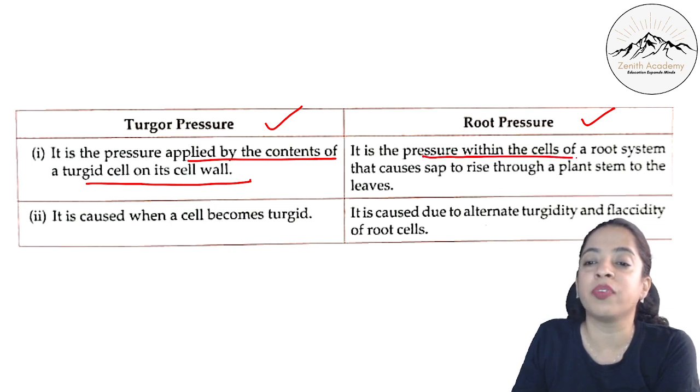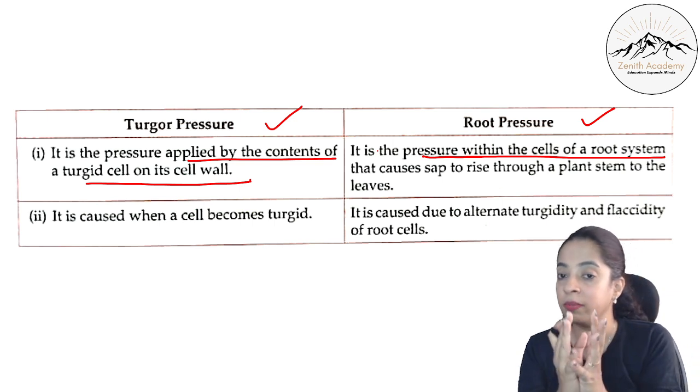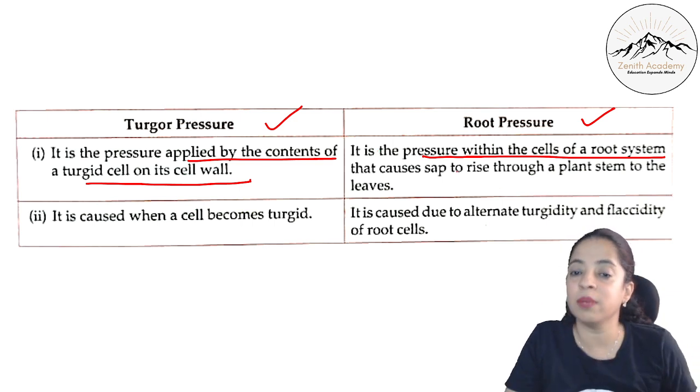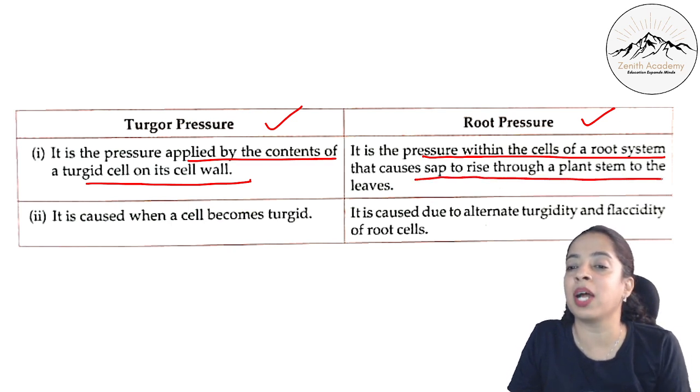It is the pressure within the cells of a root system. We are talking about what is inside the root. So pressure within the cells of a root system, which causes what? Which causes sap to rise through the plant stem to the leaves.